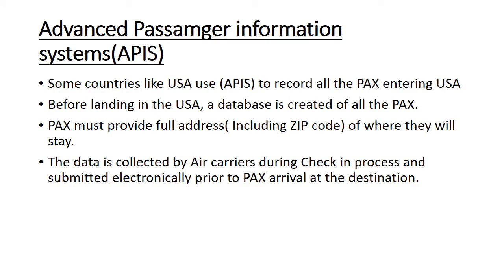Now, in the United States, we have what we call Advanced Passenger Information System, APIS. This one is used to record all the passengers entering the United States. Before landing in the US, a database is created of all the passengers. And this data is collected by airline carriers during check-in process and submitted electronically prior to passenger arrival at the destination.